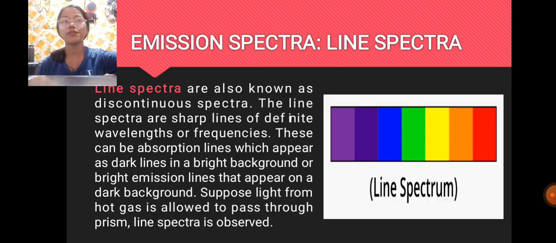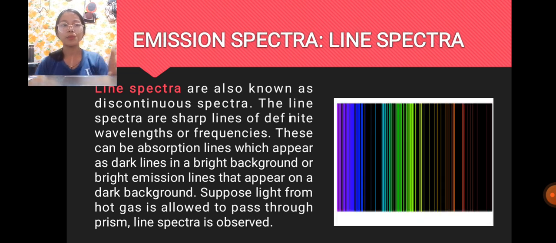So, first, let us discuss what is an emission spectra or line spectra. Okay, so the line spectra are also known as discontinuous spectra. So the line spectra are sharp lines of definite wavelengths or frequencies. These can be absorption lines which appear as dark lines in a bright background or bright emission lines that appear on a dark background. So suppose light from a hot gas is allowed to pass through a prism, then the line spectra can now be observed.